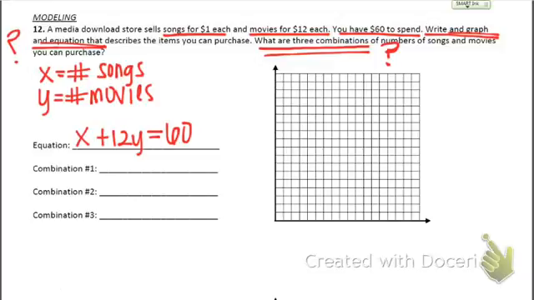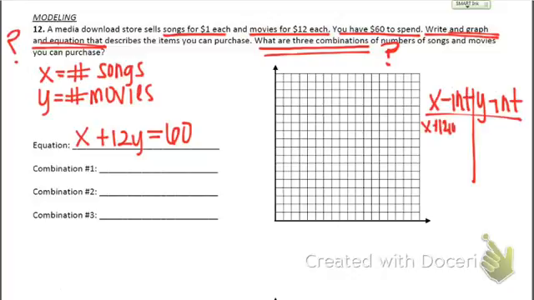So on my T-chart, let's do it off to the side. On my T-chart, I get my x-intercept as x plus 12 times 0 equals 60. So x equals 60. My y-intercept is 0 plus 12y equals 60. So 12y equals 60. And when you divide by 12, you get y equals 5. Okay.